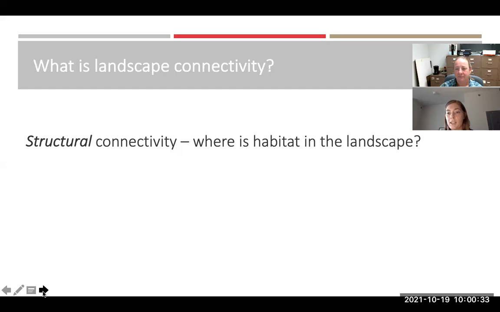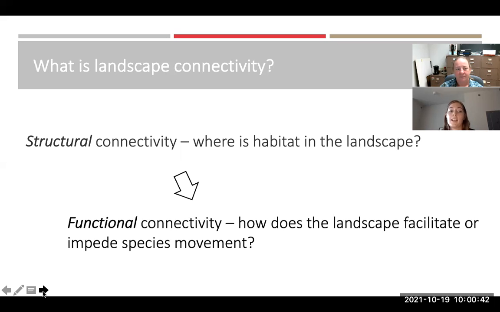But that definition is limiting because many species of animals can move between habitat patches that aren't actually physically or structurally connected. So I think for that reason, connectivity has really now shifted to a focus on functional connectivity. So beyond that simply structural definition, and thinking about how does a given landscape impede or facilitate species movement? So how much habitat is there? Where is that located? But then also this behavioral component of how can species, given their dispersal capability or habitat preferences, move between these different patches of habitat.